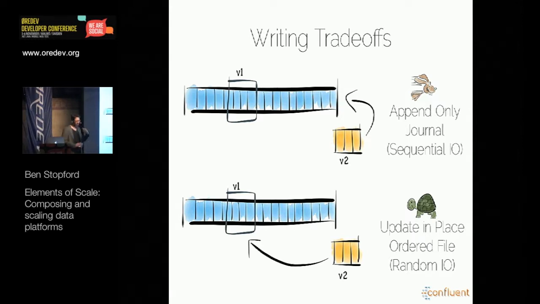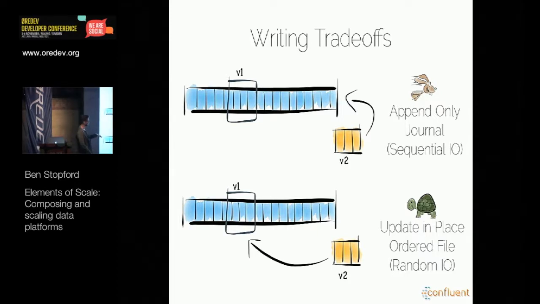So if we're thinking specifically about writing, we have basically two options. If we want to do an update, we can append it to the end of the file. In this case, version 2 is effectively replacing version 1, which was written earlier. That would mean we would get very good sequential I/O, very good sequential performance, but we have this problem that we've got an orphaned value further back in time.